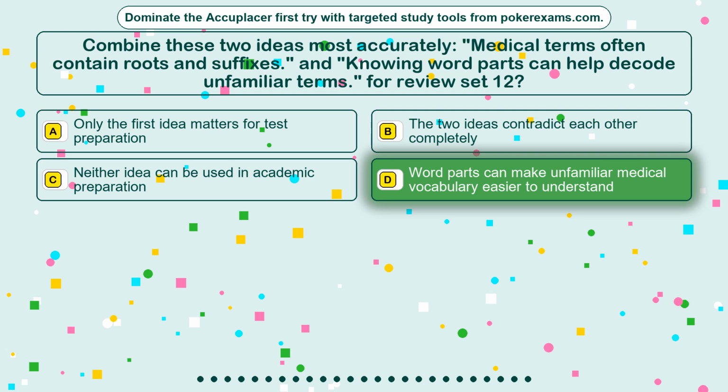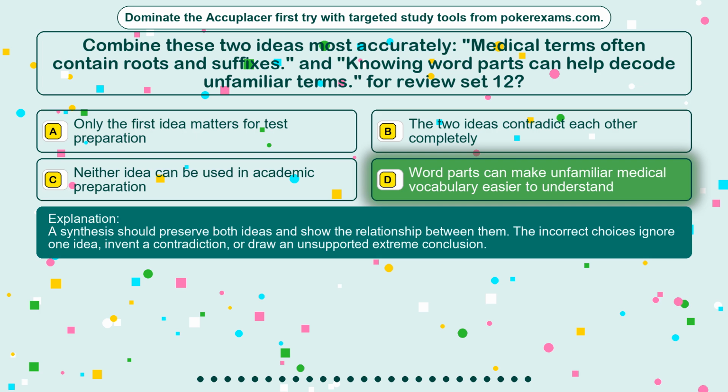The correct answer is option D. Word parts can make unfamiliar medical vocabulary easier to understand. A synthesis should preserve both ideas and show the relationship between them. The incorrect choices ignore one idea, invent a contradiction, or draw an unsupported extreme conclusion.